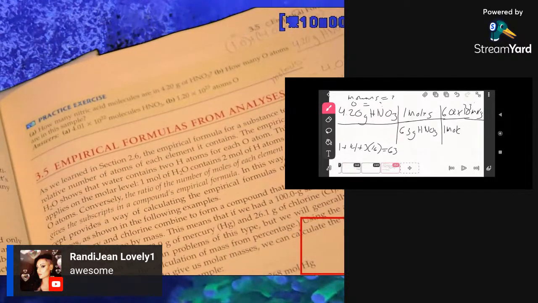And then 1 mole of this has Avogadro's number, 6.02 times 10 to the 23 molecules. Okay, see that? And then that gives me the amount of molecules. So that's going to equal, so remember, multiply the numbers on top by the numbers in the bottom. See that? And then that's going to equal 4.01 times 10 to the 22 molecules.